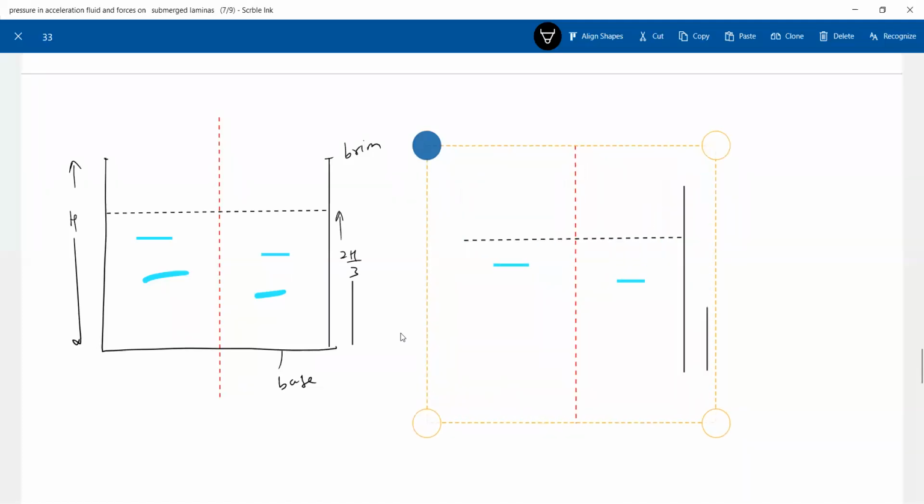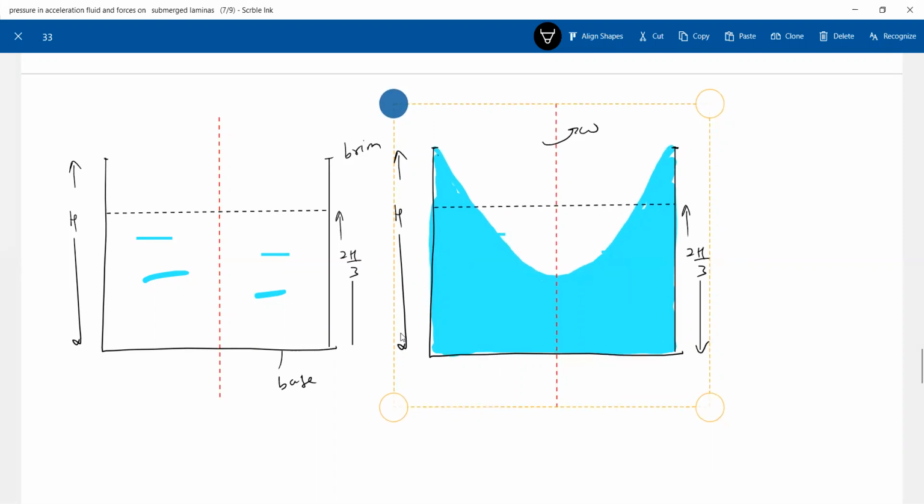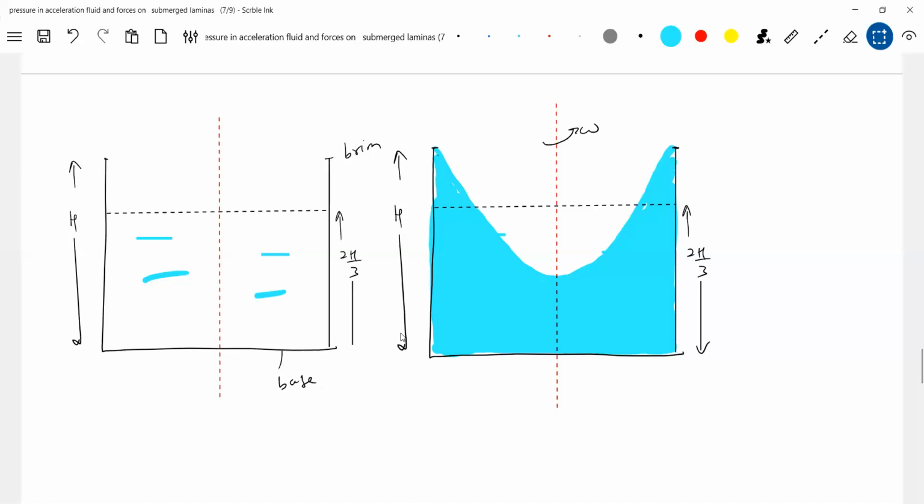When the liquid was touching the brim, what about the liquid at the base? At what height will it be? So what can we put? H by 3. H by 3. And this is H by 3, no? So will it touch both the brim and base simultaneously?